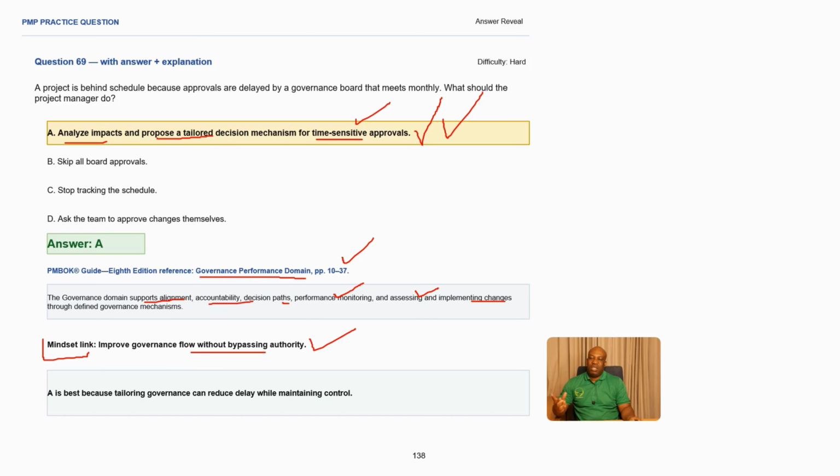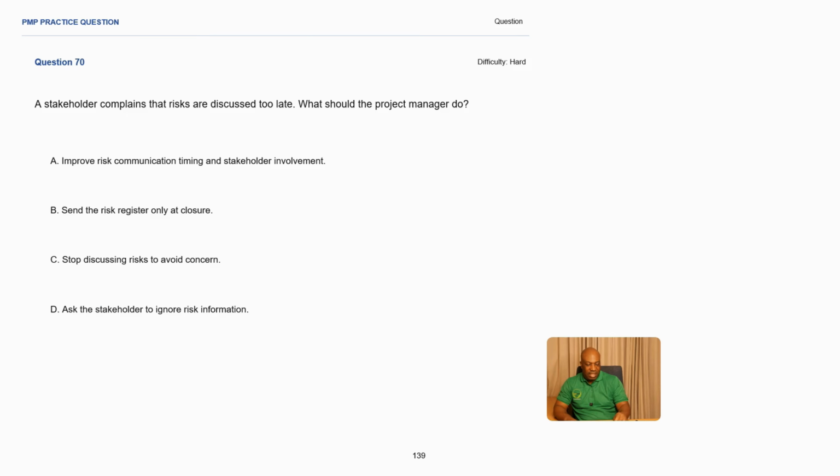So in this scenario, because the team is waiting for approvals, you cannot ask them to bypass governance, the governance board's approval, even though they are being delayed. You have to follow that. Making A the best answer because tailoring governance can reduce delay while also maintaining control. Making A the best answer.